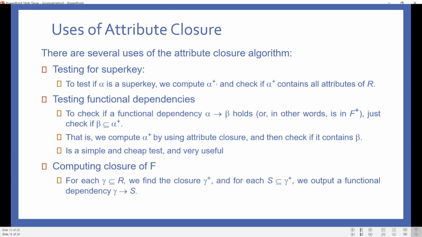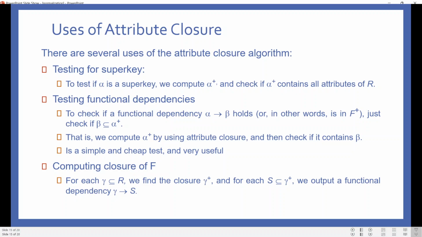What is the purpose of finding this attribute closure? There are several uses. The main purpose is for testing for super key. So how will you test for super key? Just now I have shown you. You take an attribute, then find the closure. If that particular closure contains all attributes of R, then you can say that it is a super key. So for testing the super key, you can use attribute closure.